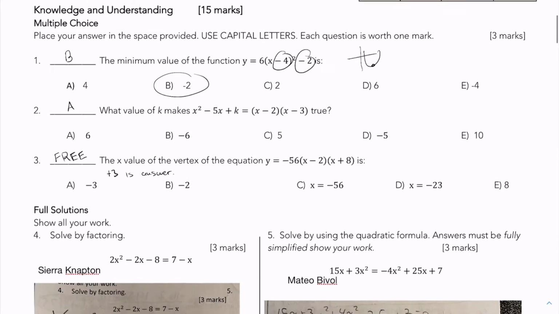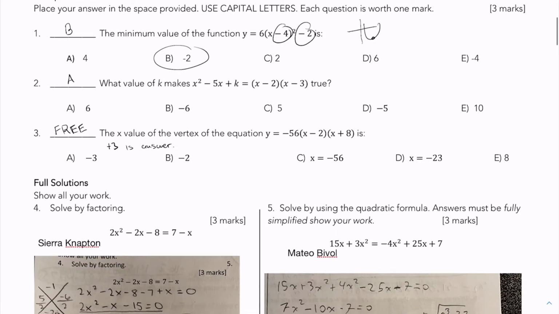For part 2, it asks for what value of k makes the equation true. All you have to do is really just multiply out what is on the right-hand side. So just bring these over, multiply them using the distributive property, and you end up with x squared minus 5x plus 6. So my k value is going to be 6, which is the answer A.